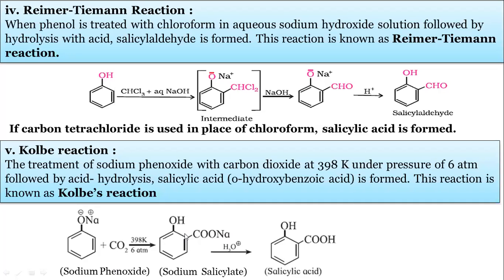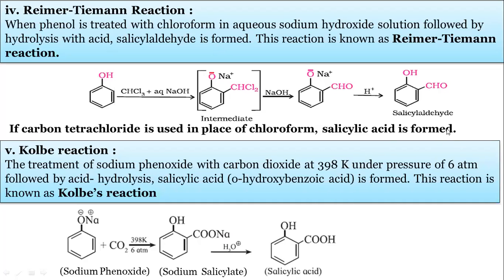And we get the COONa group. This is sodium salicylate. After acidic hydrolysis, H3O+ means H2O plus acid, this is called acidic hydrolysis, we get the COOH group, salicylic acid. This is Kolbe's reaction. In Kolbe's reaction, we get acid, and in the Riemer-Tiemann reaction, we get aldehyde. This is different. Don't get confused between these two.